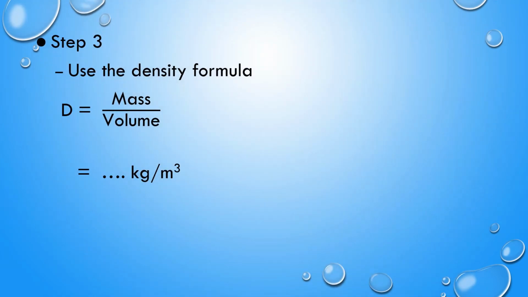Step 3 is to use the density formula, which is given by D equals mass over volume. So when we have the mass we've known from step 1 and volume from step 2, we do the mathematical computation and achieve a given value. And don't forget to add the SI unit, which we have said is kilogram per cubic meter.